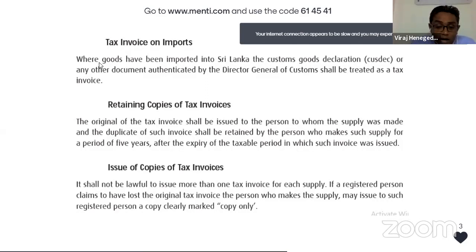And are you in a position to issue copies of tax invoices? No, it's not possible. It shall not be lawful to issue more than one tax invoice for each supply. If a registered person loses the original tax invoice, what he can do is, the particular supplier can give another invoice, specially mentioning it as copy only. So you can't issue another tax invoice. That is what you need to remember. Okay, we'll move to the next one.